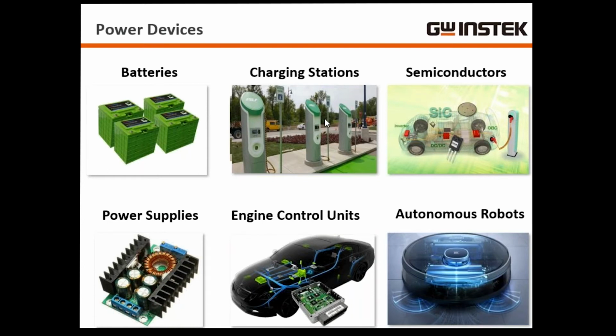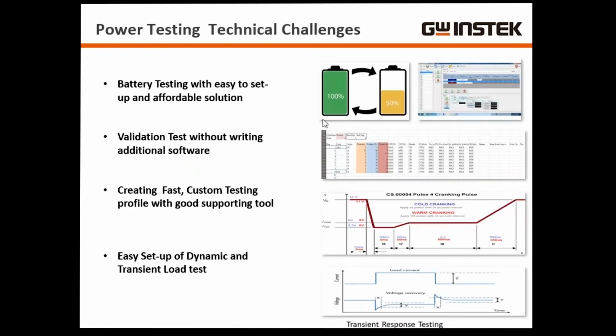But obviously, all these types of devices under test need testing in the semiconductor, autonomous robots, ECUs, and power supplies. So all these go into the types of markets that we're trying to target. And obviously all these need to be tested in some way or form. However, there are challenges presented in these types of devices and markets with respect to the technical challenges.